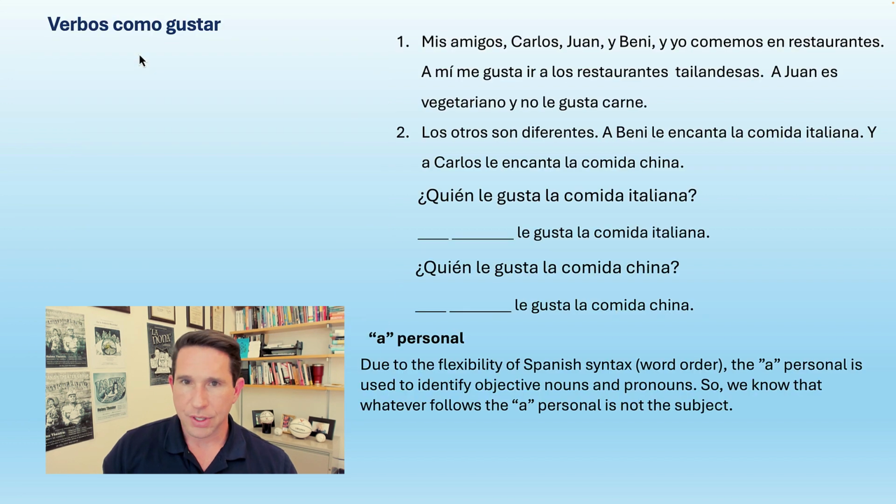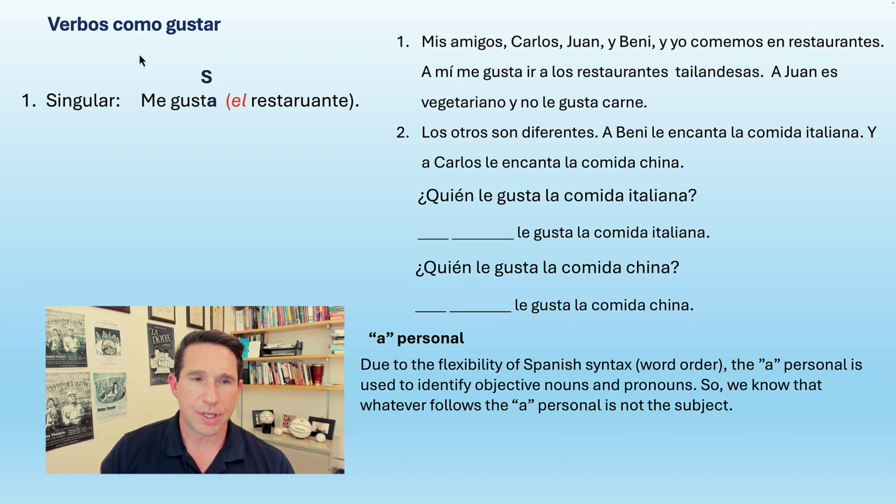Very good, chicos. Okay. So here are some things that I tell my students at the University of Virginia. Remember, let's review. You're only going to see gustar in 2 forms, right? In 3 different situations. Singular, me gusta el restaurante. Since restaurant is the subject, we must have the definite article the. The restaurant is pleasing to me. So that's the subject, right?